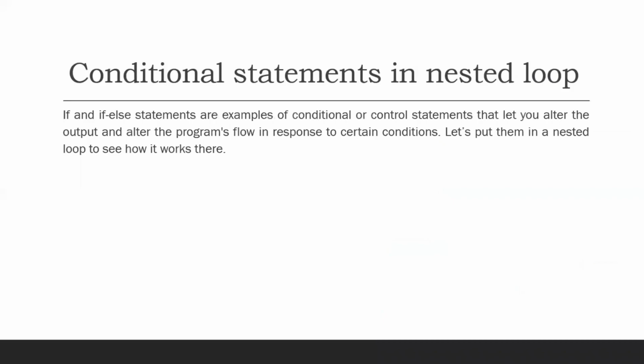So you can see here that next we have conditional statements in a nested loop. If and if else statements are examples of conditional or control statements that let you alter the output and alter the program's flow in response to certain conditions. Let's put them in a nested loop to see how it works there.